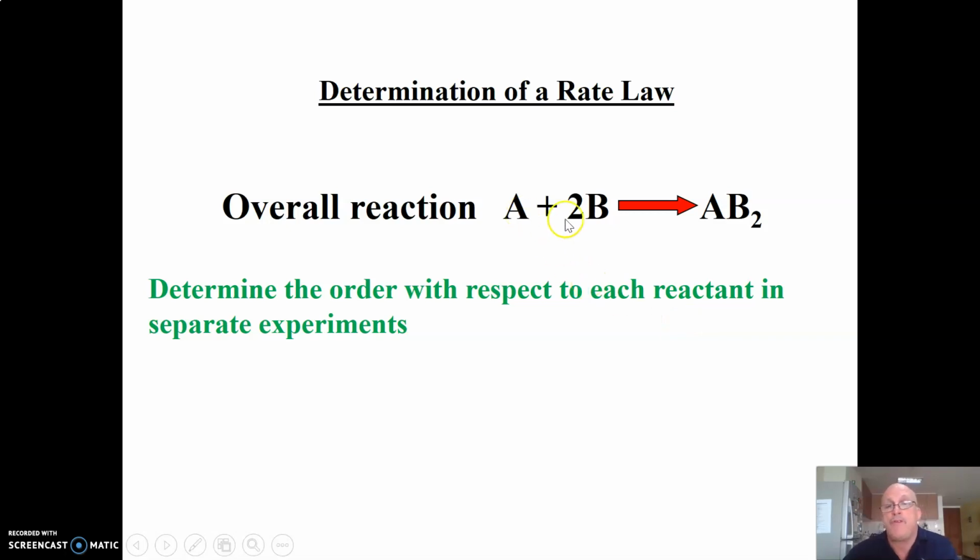We have A reacting with 2B, and it gives us AB2. This is the overall balanced equation. We do not know who is colliding into who. We don't know what the particles are doing. We only know that this is the overall balanced equation. Okay? So we have to determine the order with respect to each reactant.